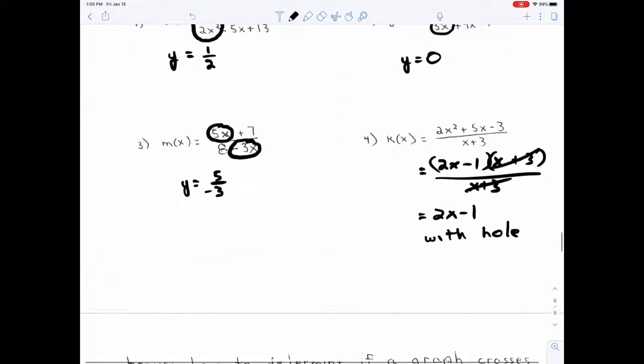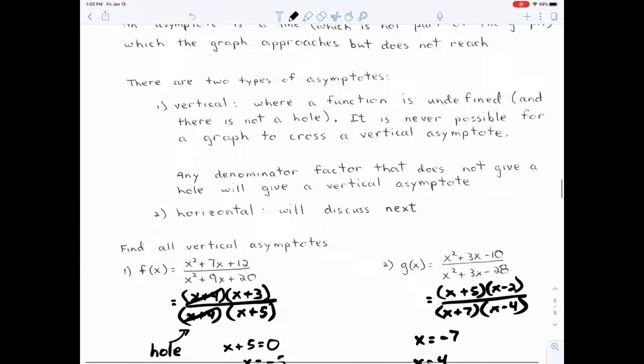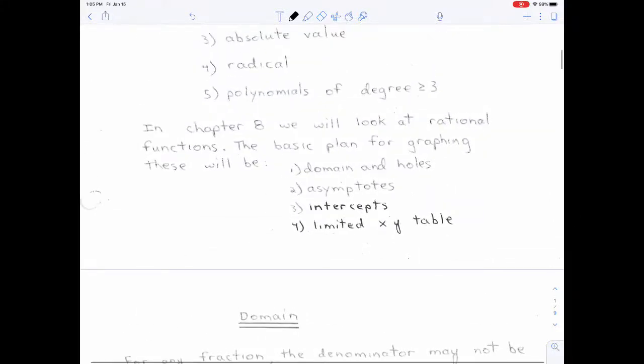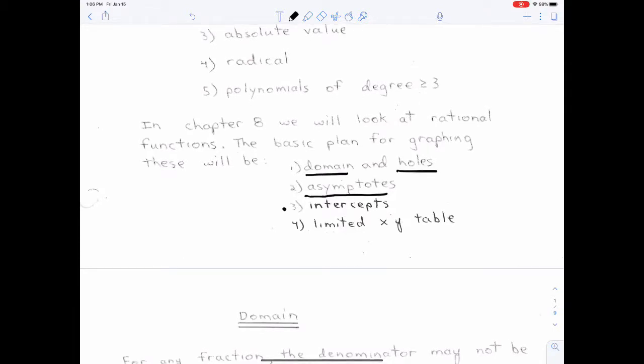Let's go back and see what's the general plan. The general plan is this. Way back at the beginning, domain, I've shown you how to find that. Holes, I've shown you how to find that. Vertical and horizontal asymptotes, I've shown you how to find those. Intercepts, you should already know how to find those. We've been finding intercepts pretty much the whole year. And then we're going to draw whatever we can. So we've looked at the parts: domain and holes, vertical and horizontal asymptotes, and the intercepts, which you should already know how to find.